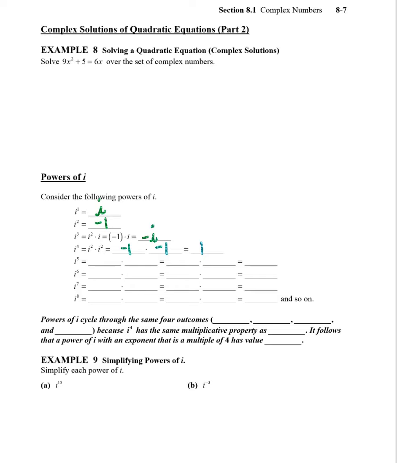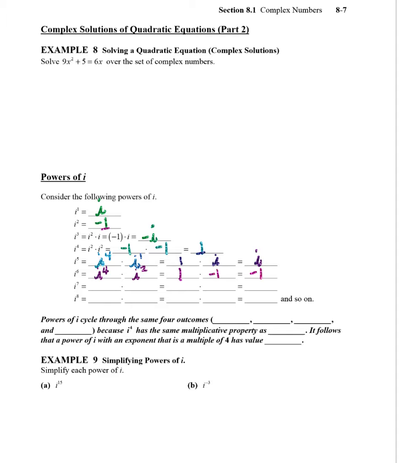i to the fifth, starting with i to the fifth, we can write this as i to the fourth times something. This is going to be i to the fourth times i to the first, because 4 plus 1 is 5. i to the fourth is 1, we found that here, times i, which is i. We can write i to the sixth as i to the fourth times i squared. So we add the exponents when we're multiplying the bases. i to the fourth is 1, and then i squared is -1.